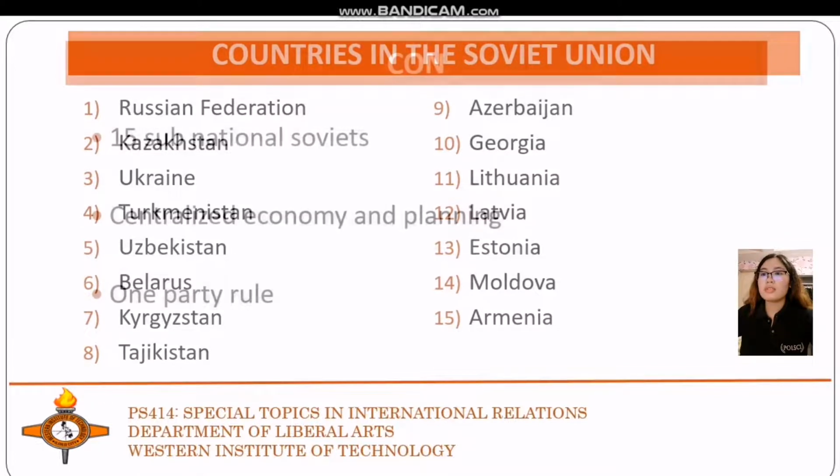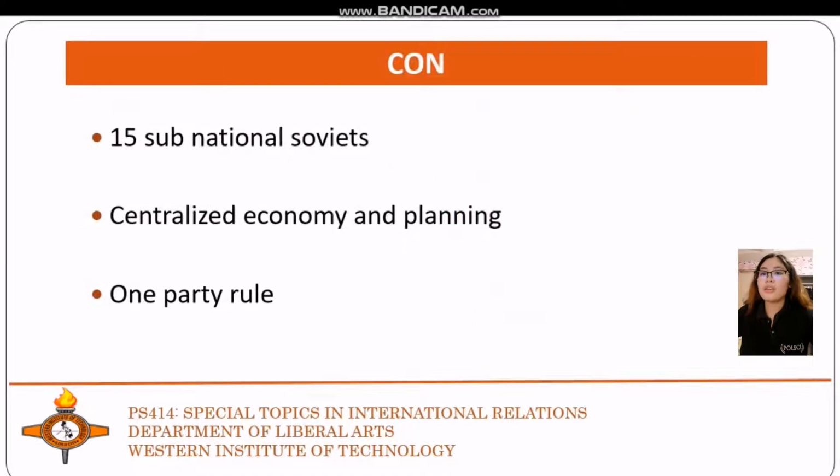Next, centralized economy and planning. So, the economy of the Soviet Union was based on the state ownership of the means of production, collective farming, and industrial manufacturing. The highly centralized Soviet-type economic planning was managed by the administrative command system.